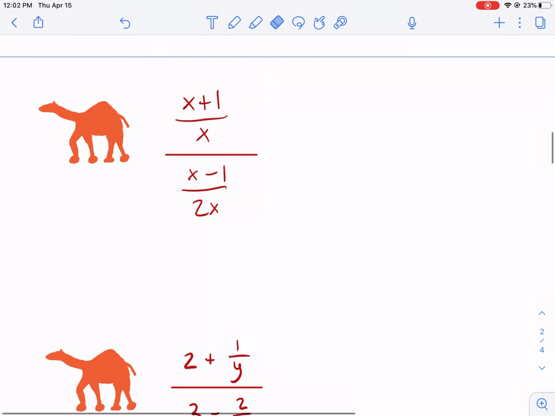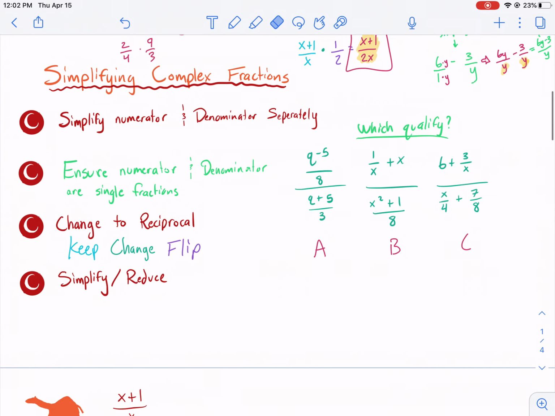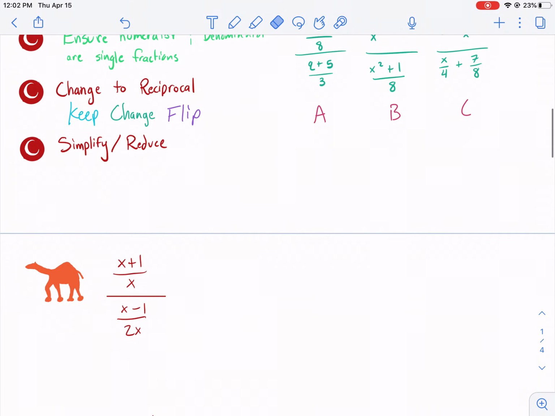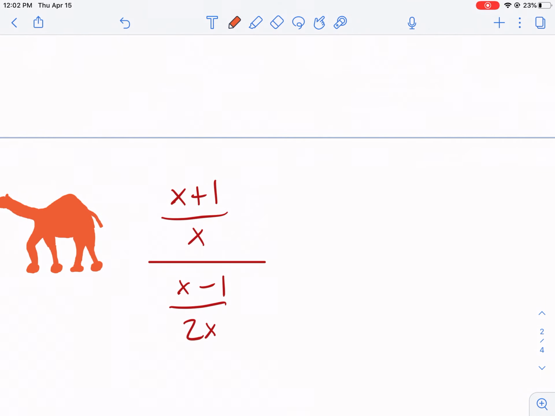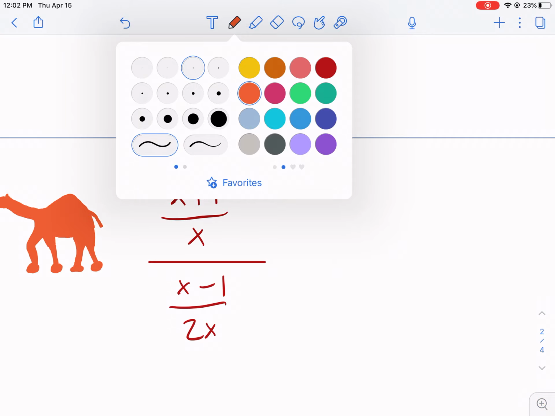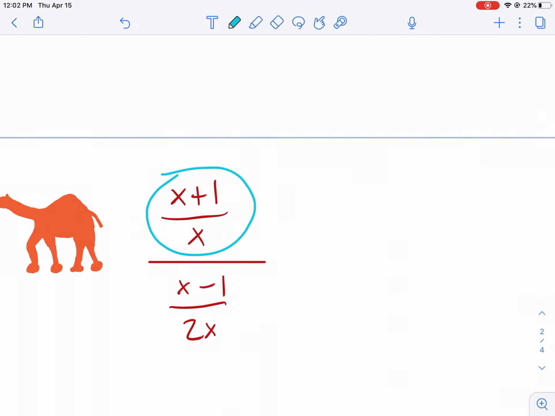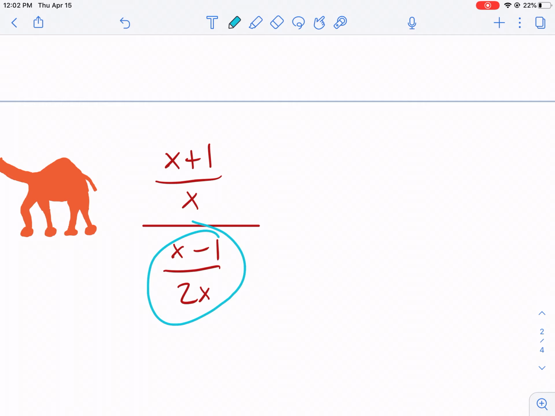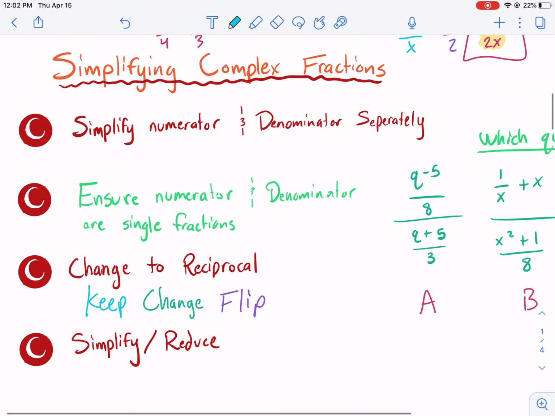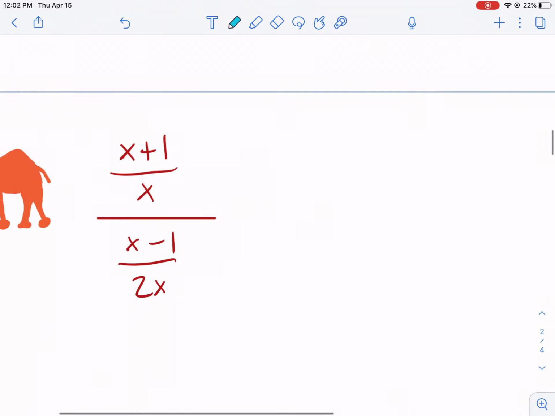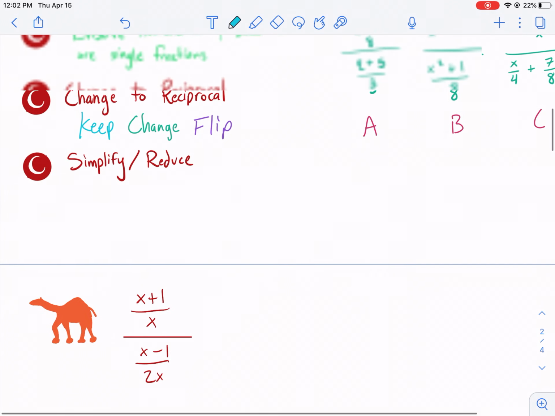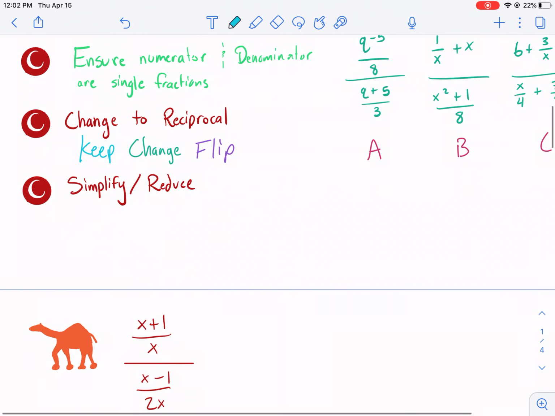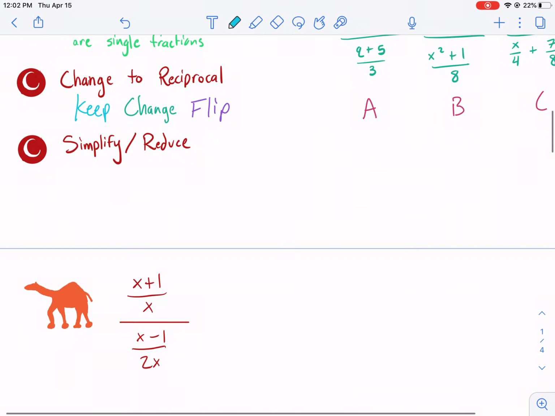Now let's go ahead and apply this to the first one. Step 1 is making sure that we're simplifying the numerator and denominator separately. In this first example, the numerator is x plus 1 over x, so we're actually good there. The top and bottom are each one fraction, so they're simplified independently. They're both good. Single fraction, single fraction, check, check.